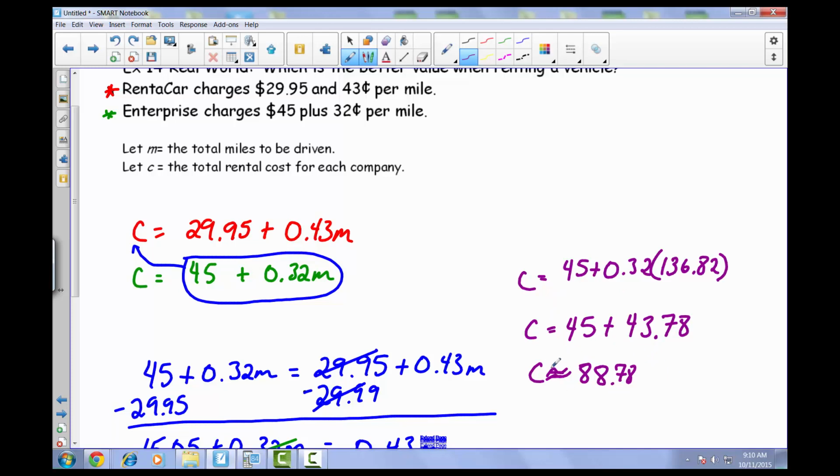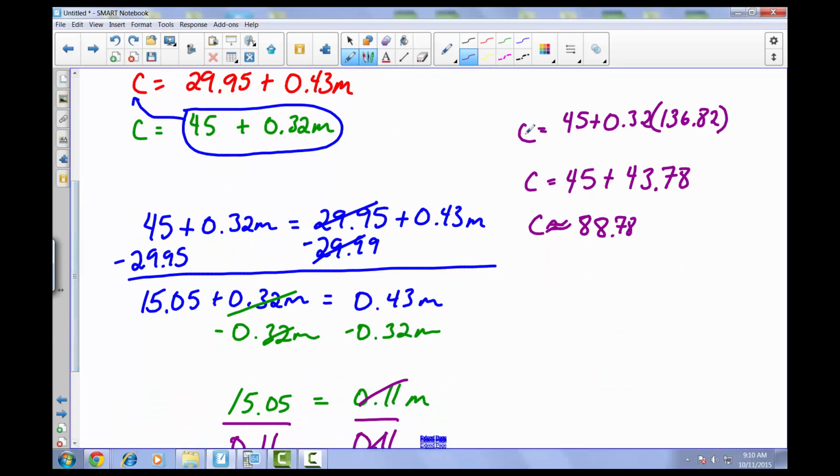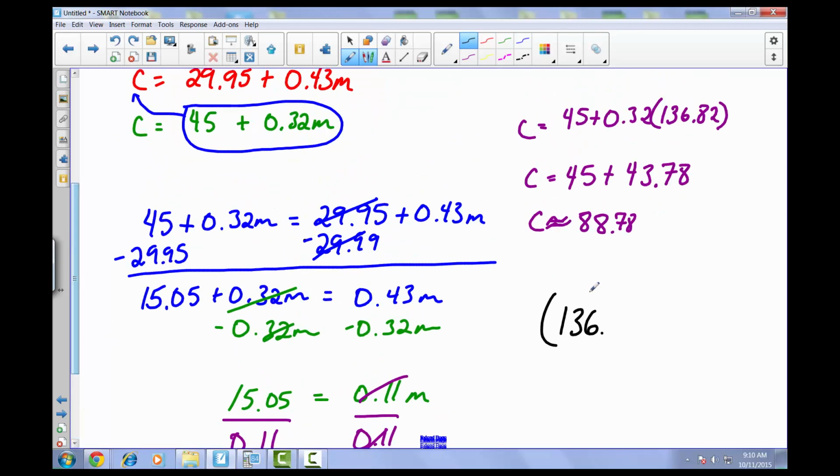Now that we have our total cost, we know our point comes out to be 136.82 miles, comma, and our cost for that would be $88.78. So graphically, what's going on here is we have two lines. We'd have a line doing something like this for the red one, because it has a steeper slope, and our green one, though, has a larger y-intercept, but not as much of a steep slope.